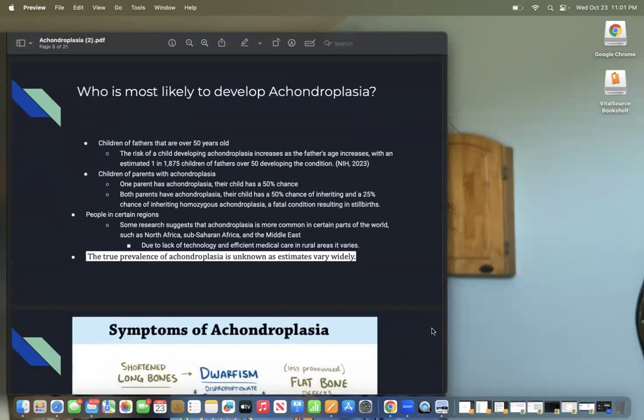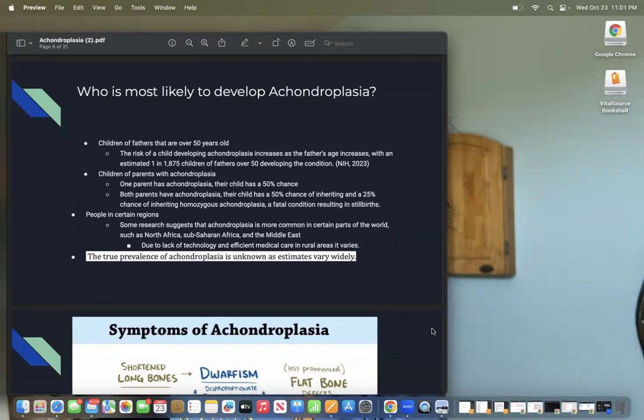Who is most likely to develop achondroplasia? Children of fathers over 50 years old. This is a risk because as the father's age increases, there's an estimated 1 in 1,875 children who are born with this condition. Children of parents with it, obviously, their child has a 50% chance, and if both of them have it, a 25% chance of it being a stillbirth.